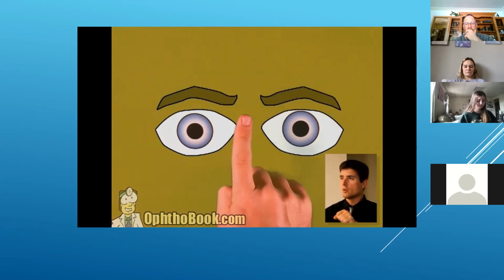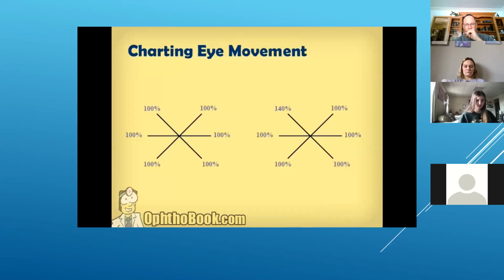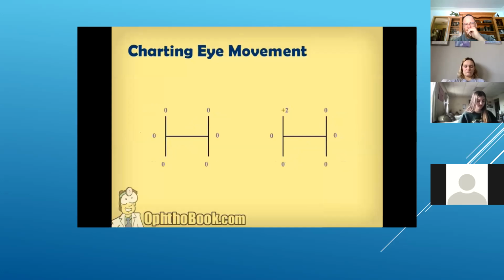It's a hypertropia because it's going upwards. And you only really see it when I look off to the right. So this would be a left hypertropia with right gaze. We might write it like this, 140%. It seems to shoot upwards. Another way to write this would be like a +2.